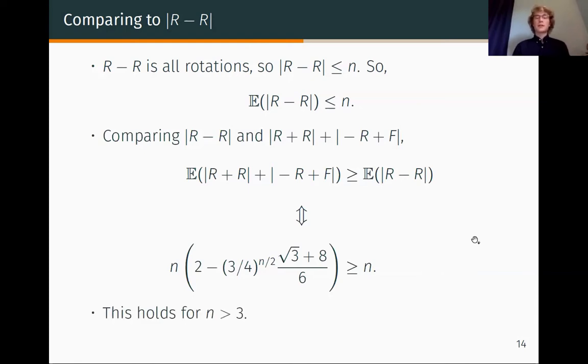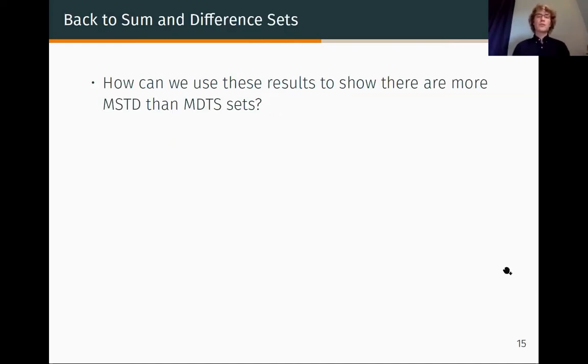And in fact, this does hold whenever n is greater than 3. So we can see that as long as n is greater than 3, the expected contribution from r plus r and negative r plus f is greater than the expected contribution from r minus r. So this is just formalizing our idea that the sum set gets more contribution than the difference set gets. So taking this back to the original proposition that we want to show, we need to figure out how this contributes to showing that there are more MSTD sets than MDTS.